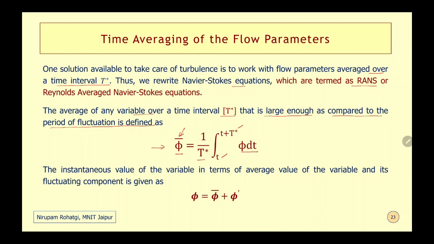Okay. Now what will be the instantaneous value then? You can say that phi is made up of two components: phi bar plus phi prime. Actually phi is fluctuating. In an interval, phi bar is the average. This is the average value, this is the fluctuation, and this is the real value. Okay.